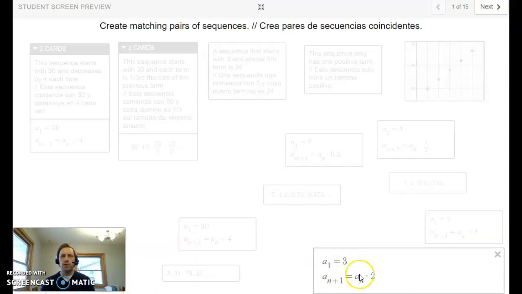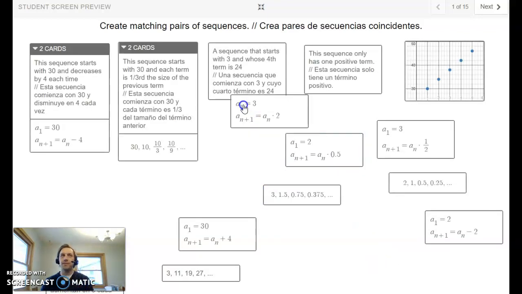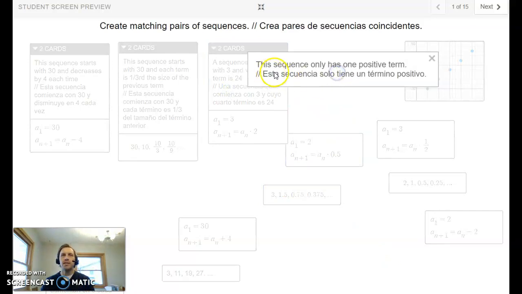This one starts with 3. The fourth term, I'd multiply 2. So the first term is 3. The second term would be 6. 6 times 2 is 12. 12 times 2 is 24. Hey, that's it. Boom. This sequence only has one positive term.